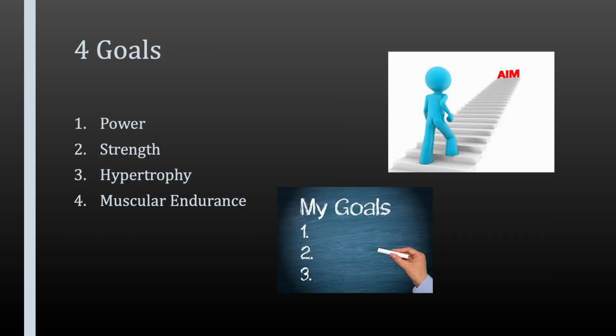Again, your 4 goals: power, explosive, includes force and velocity. So force times velocity equals our power. Strength, hypertrophy, which is our increase in muscle size, and muscular endurance.